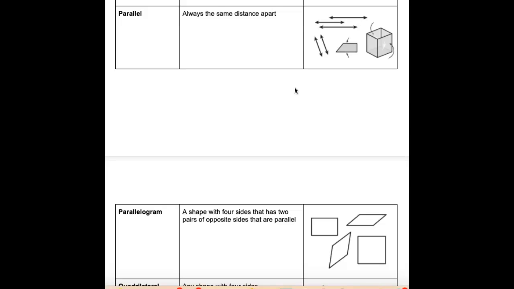Our next vocabulary word is parallel. Parallel means two things that are always the same distance apart. These two lines are parallel because if you extend them, they will always be that far apart. These three lines are parallel because if you extend them, they will always be that far apart. They will never touch. These two opposite sides of this shape are parallel, but these two opposite sides are not. If you extended these lines, they would touch.